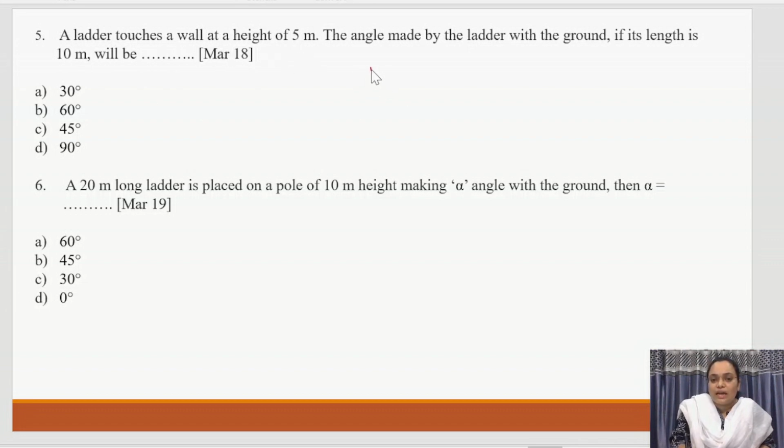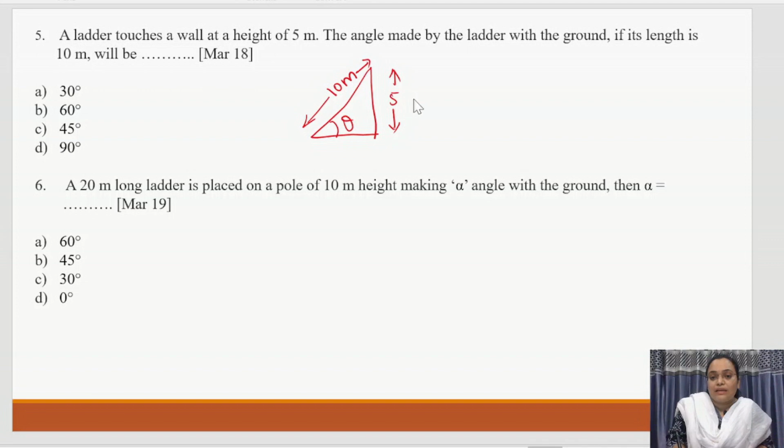Okay. So the next one is a ladder touches a wall at a height of 5 meters. So this is the height of the wall. A ladder is laid which is touching the wall at a height of 5 meters. We need to find the angle made by the ladder with the ground, if the length is 10 meters. This is the angle which is made, angle theta. This is the length of the ladder, which is 10 meters.